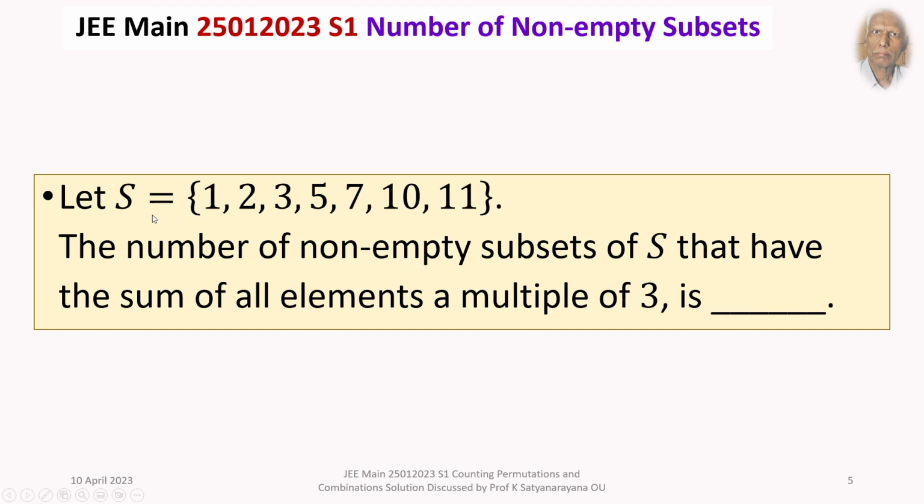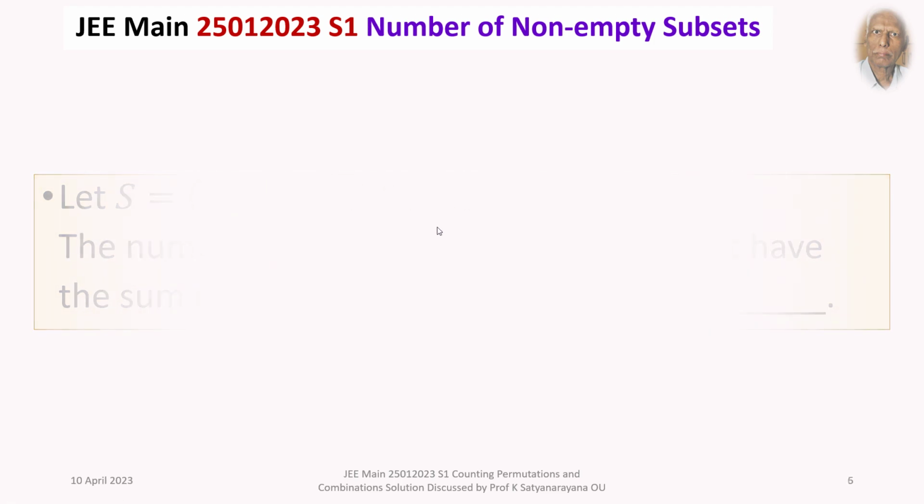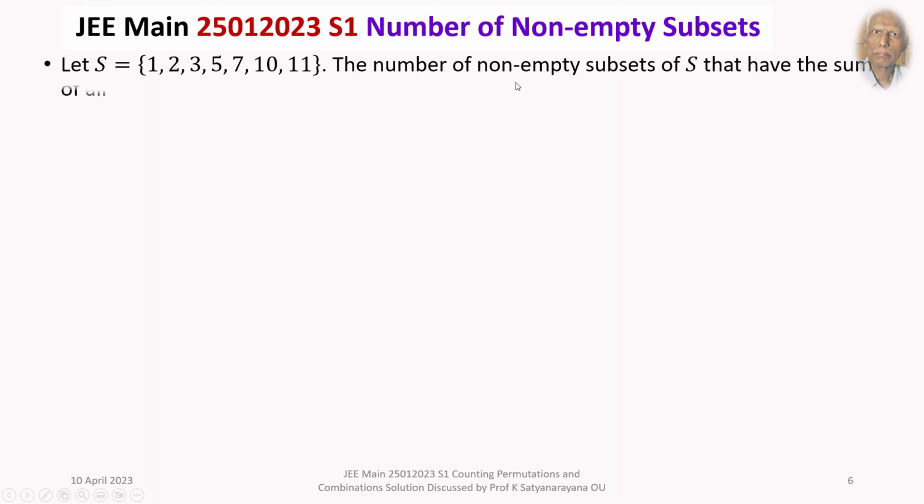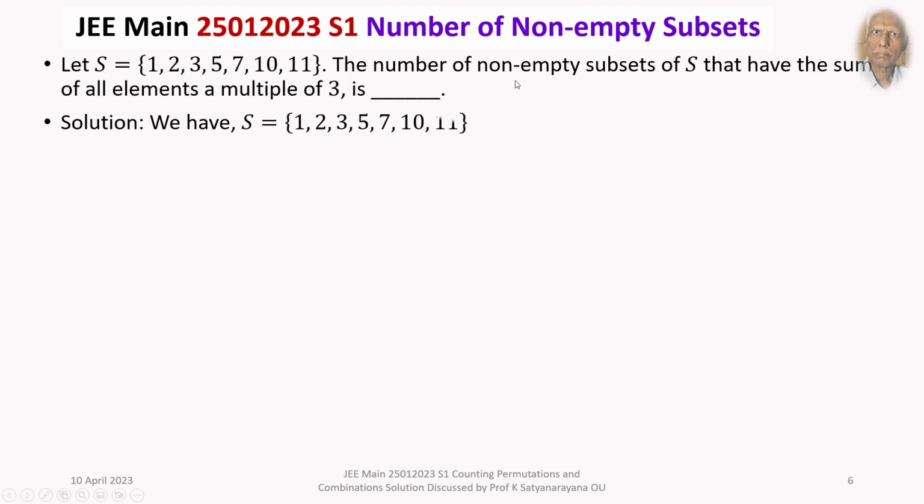We are given a set S consisting of the elements 1, 2, 3, 5, 7, 10, 11. Required to find the number of non-empty subsets of S whose elements when added is a multiple of 3. So, how many such non-empty subsets of S are there? That is our given question. We now discuss the solution of the problem in detail.